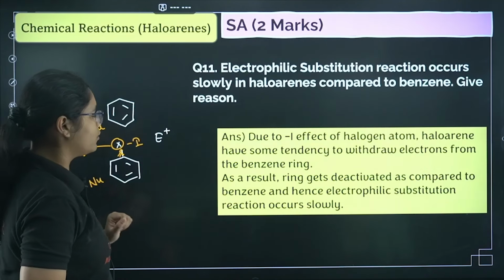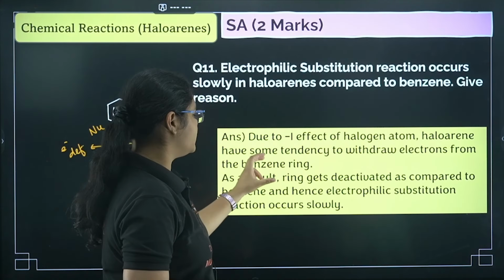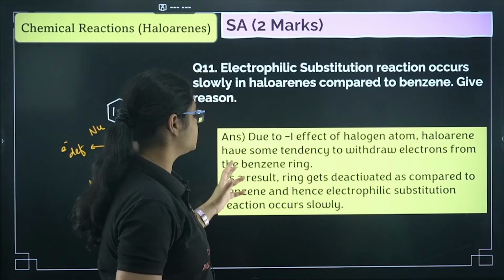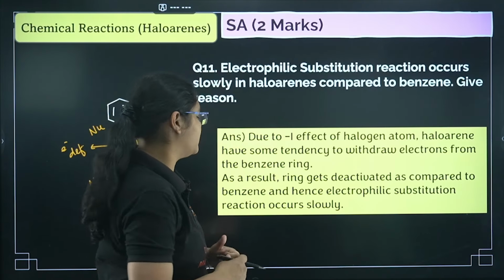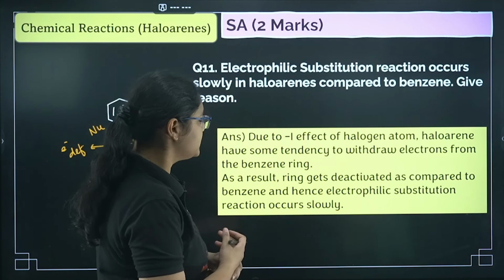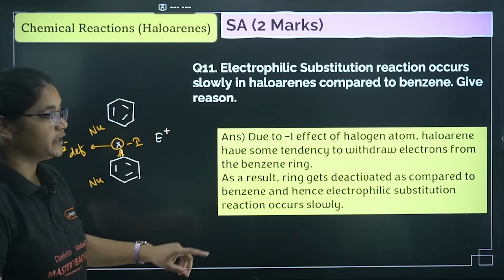Okay, so how can you note down that? Due to the minus I effect of halogen atom, haloarenes have some tendency to withdraw the electrons from the benzene ring. As a result, the ring gets deactivated as compared to benzene, and hence electrophilic substitution reaction occurs slowly.